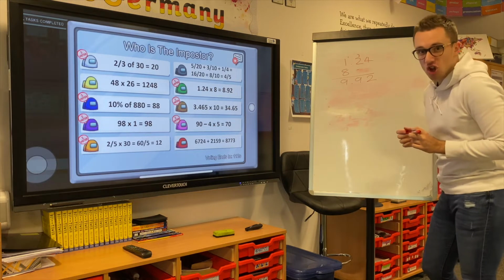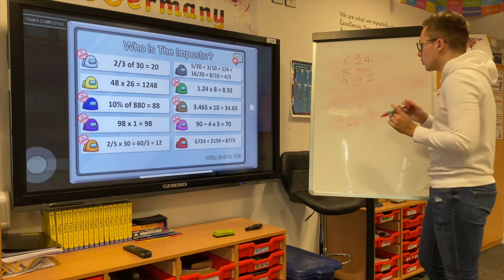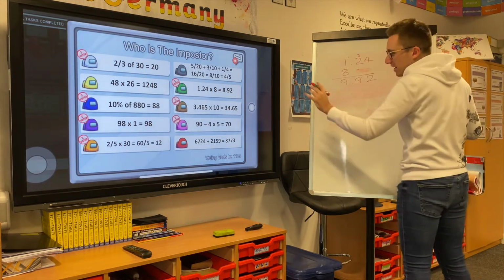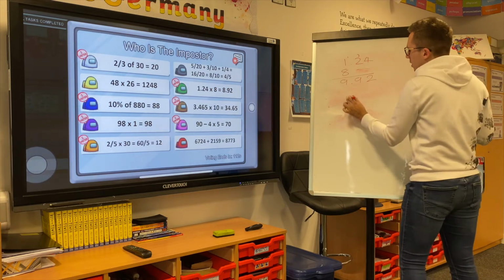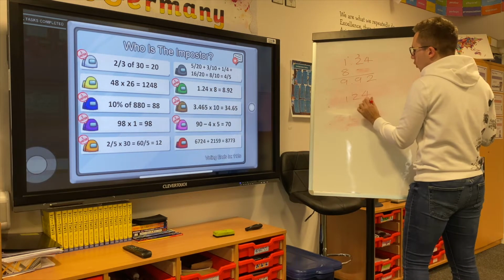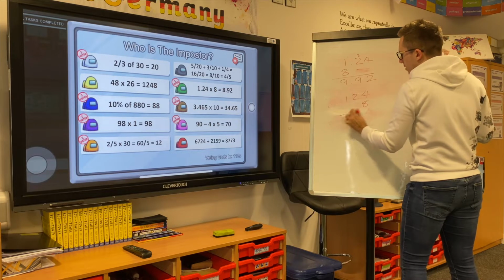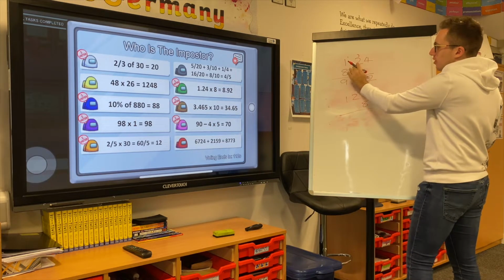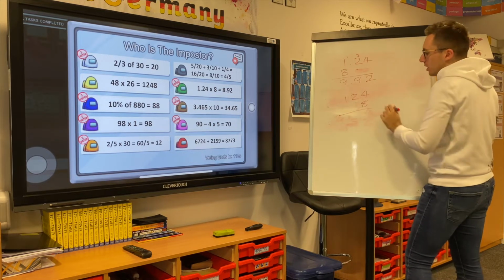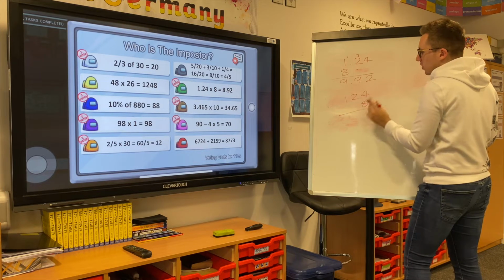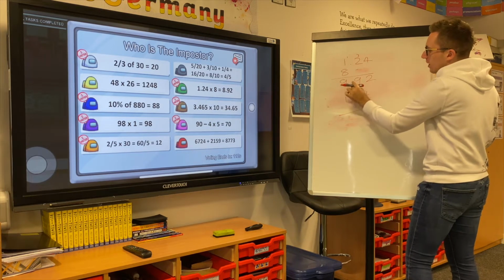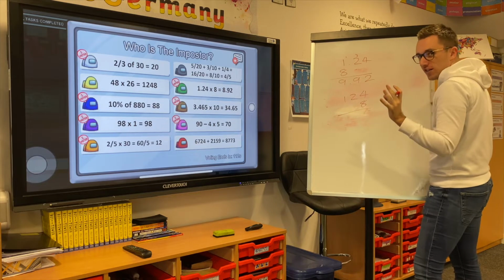Now the other way I can check this, if you're not confident with decimals, is you could pretend the decimal doesn't exist and do 124 times 8. Same digits, but I've pretended the decimal doesn't exist. And now I do it this way to check if I get the same digits here. If I do, I know I'm right.